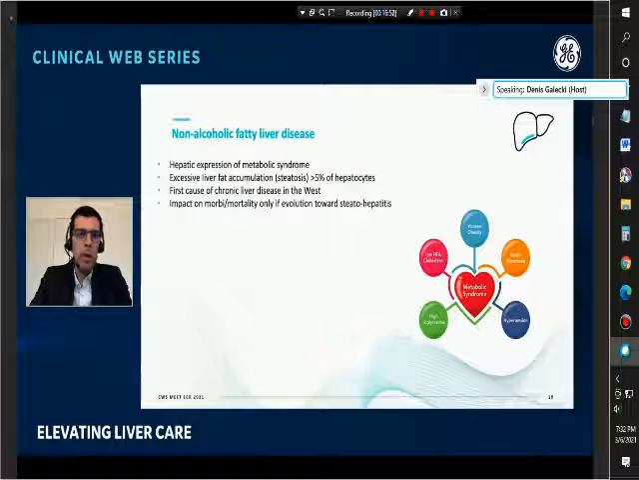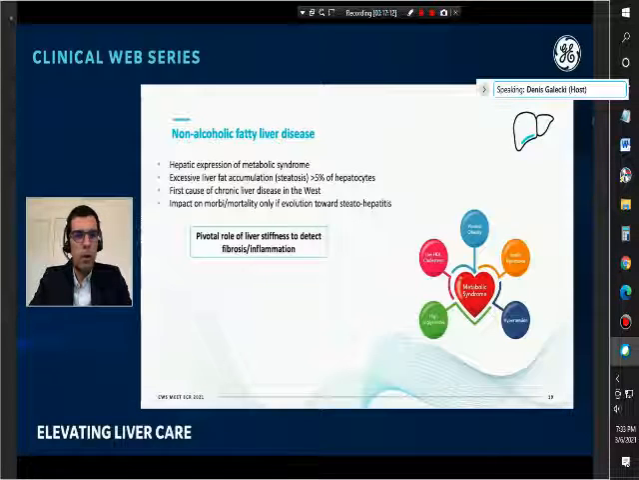Hopefully, it will have an impact on morbidity and mortality only if it evolves towards steatohepatitis. So there is still a pivotal role of liver stiffness to detect fibrotic and inflammatory lesions.